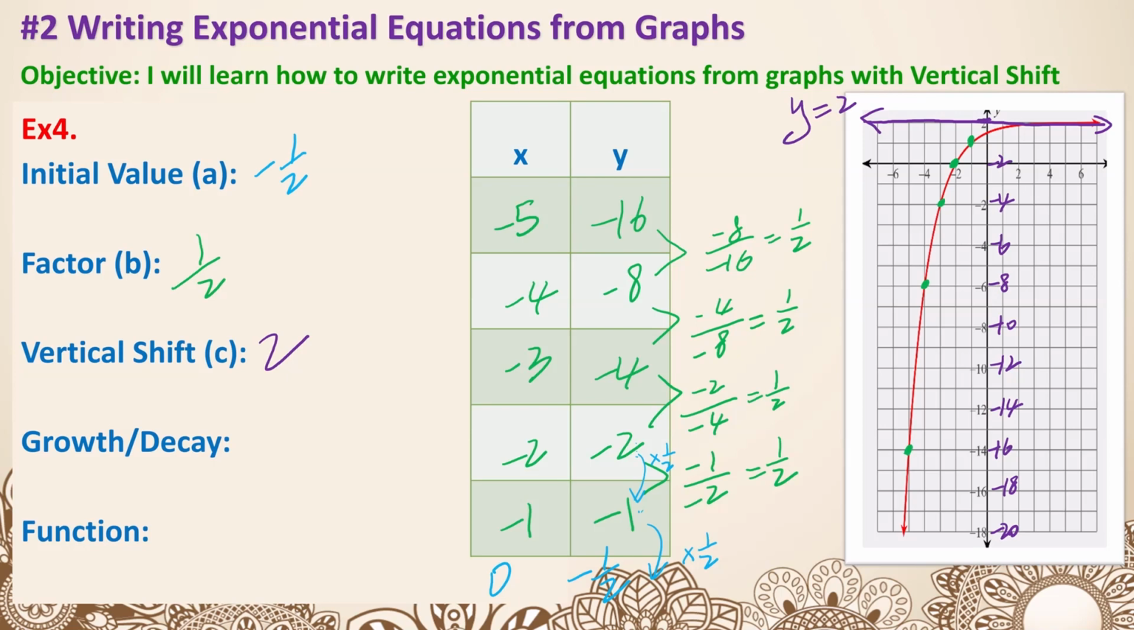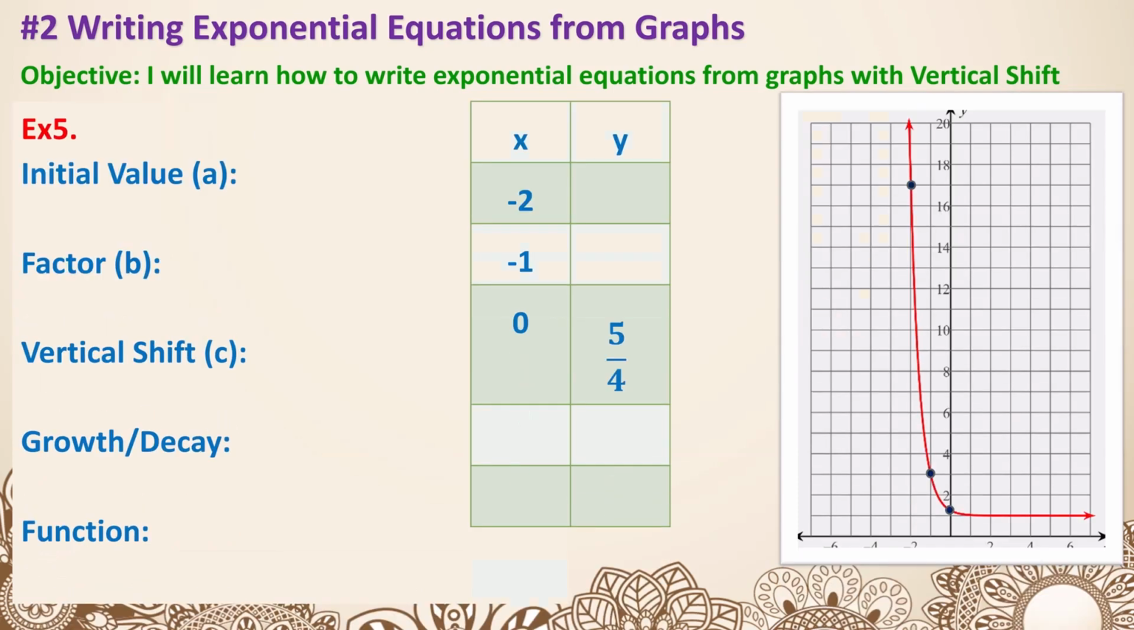It's going up, so it's going to be growth. The function is -1/2 in the front, and then times b is 1/2 to the x power plus 2. But don't forget, put parentheses around the fraction. That is example 4. Moving on, example 5.